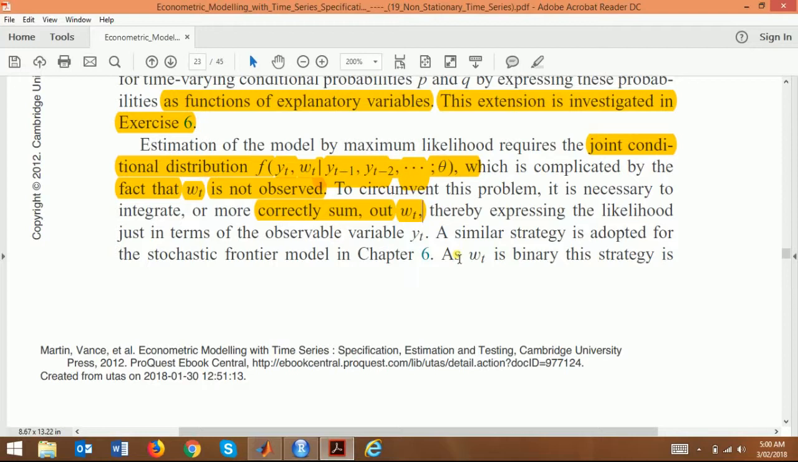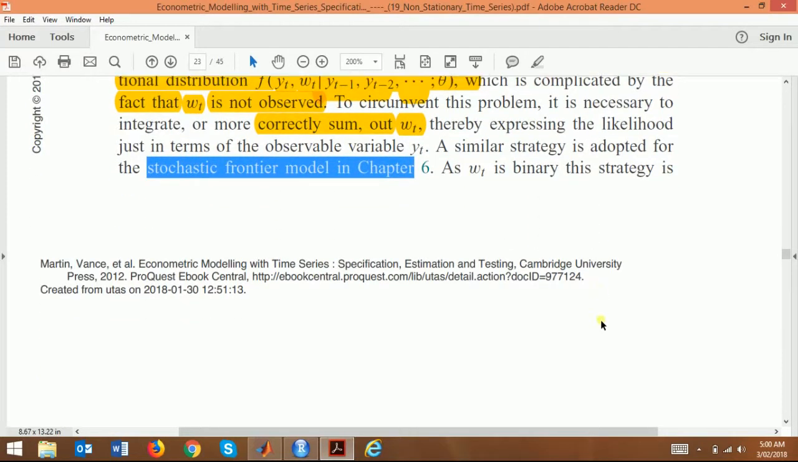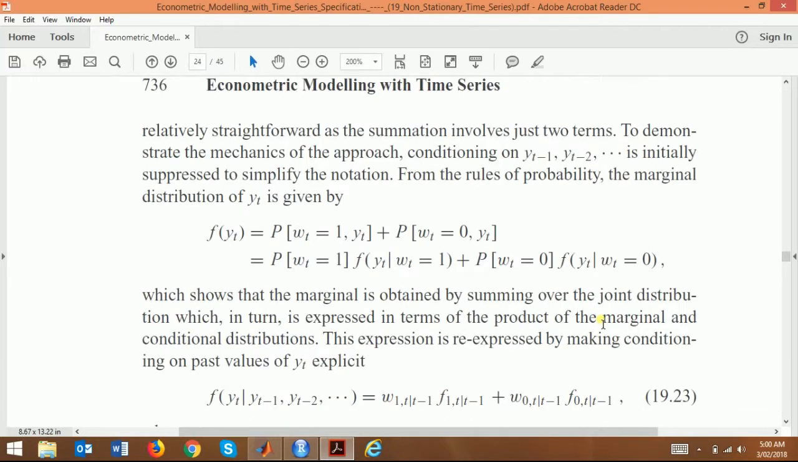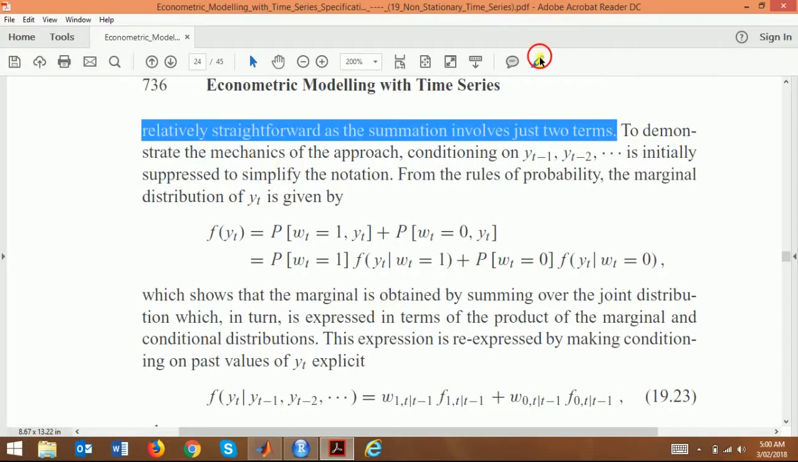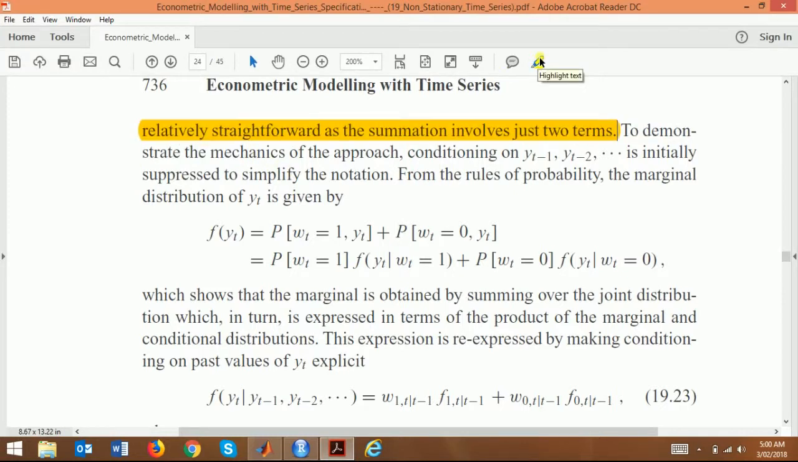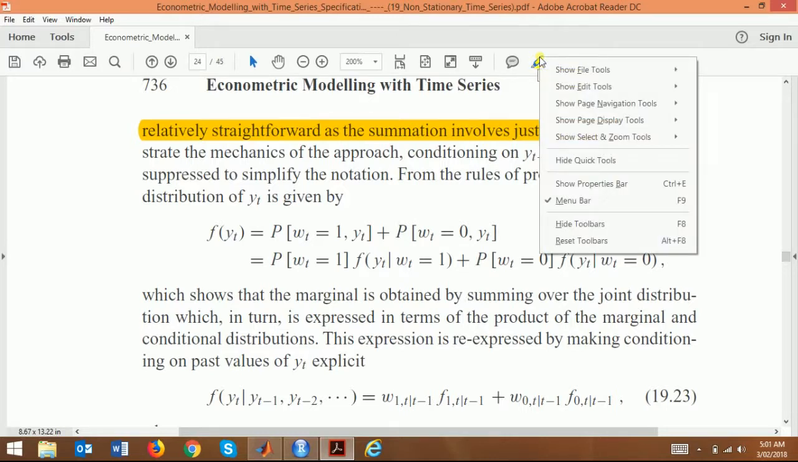A similar strategy is adopted in the stochastic frontier models in chapter 6. As omega is binary, this strategy is relatively straightforward, as the summation involves just two terms. Beautiful, right? So we need to sum out omega in the maximum likelihood estimation and express our estimation with yt.